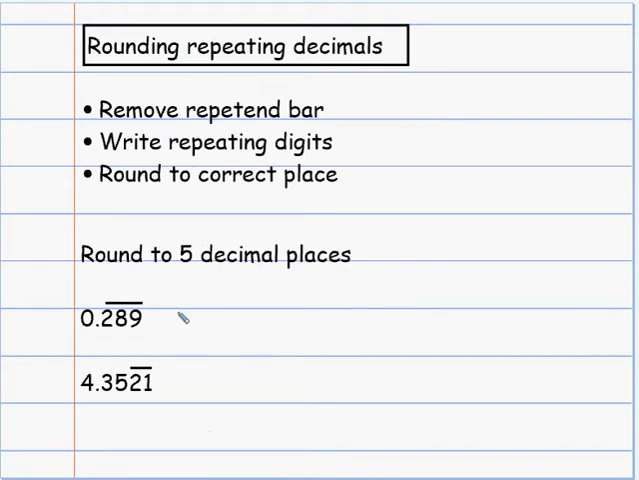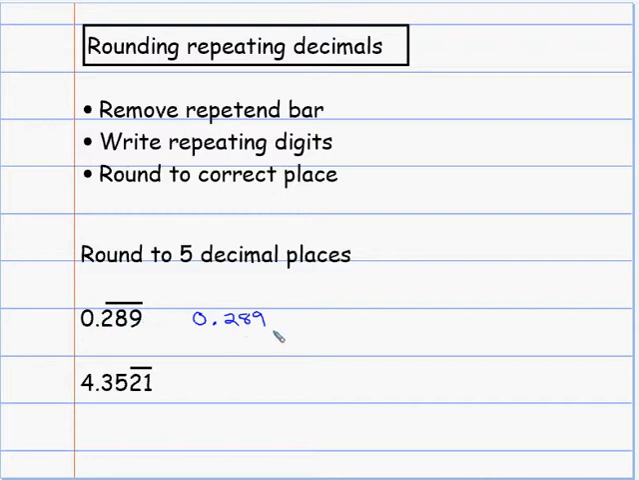You might be asked to round repeating decimals. Here are the steps that you need to follow. Remove the repeating bar. Write the repeating digits and round to the correct place. Okay, so we want to round these 2 examples here to 5 decimal places. Step 1, remove the repeating bar. 0.289.